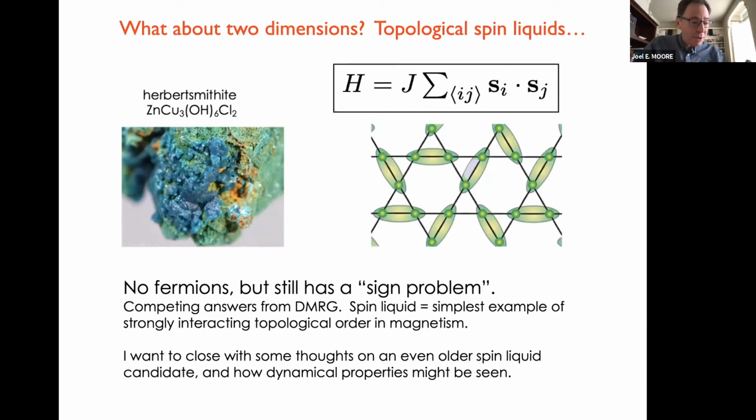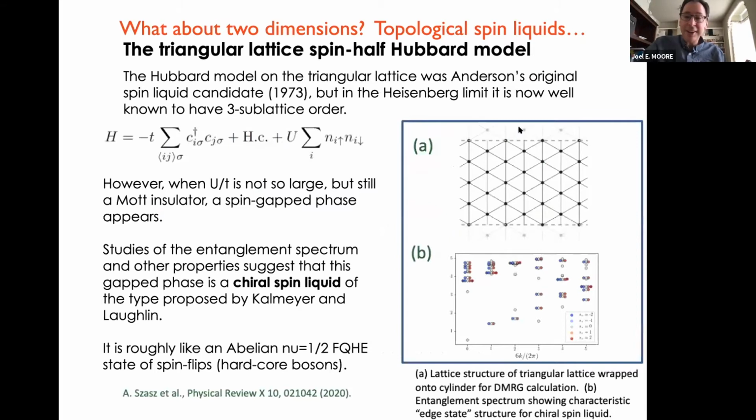But what I want to close with is a case that I think we actually do understand just in the last year or two, an even older spin liquid candidate, and how I think dynamical properties are going to be the key to identifying the topology in these materials. And this is the triangular lattice Hubbard model, which is actually the first thing that Anderson used as an example of a possible spin liquid in 1973, which was a good year for me.